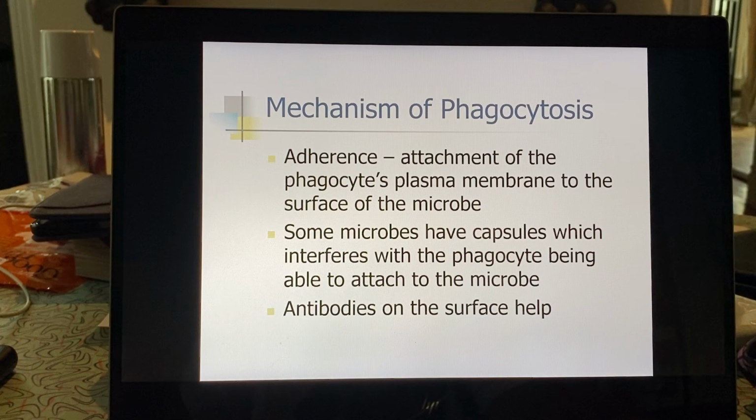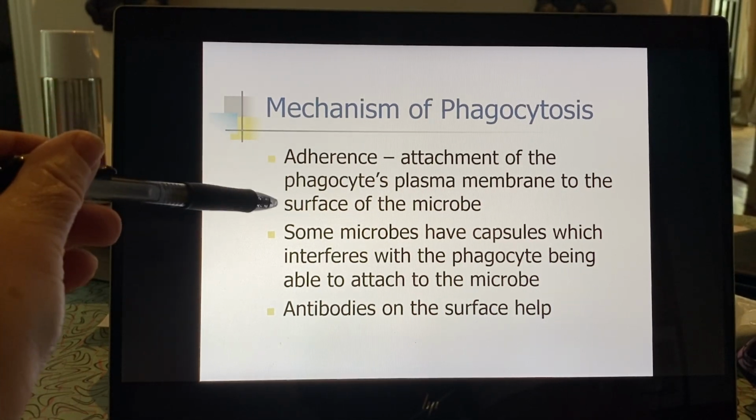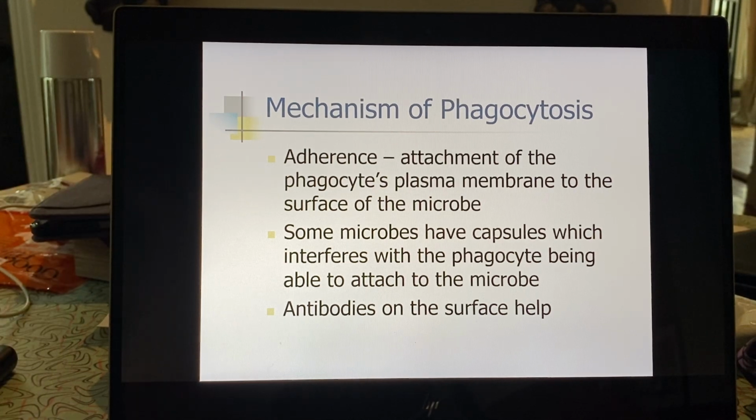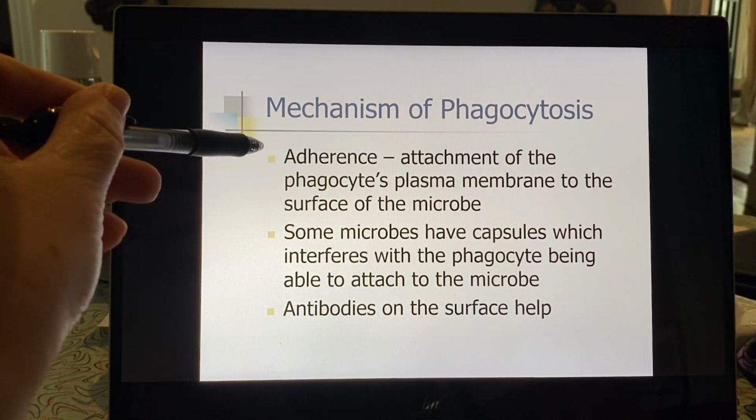So then what's going to happen is the phagocyte is going to feel around, and it's going to determine that, okay, this is actually a foreign invader. It's not part of me, okay? And that process is called adherence.